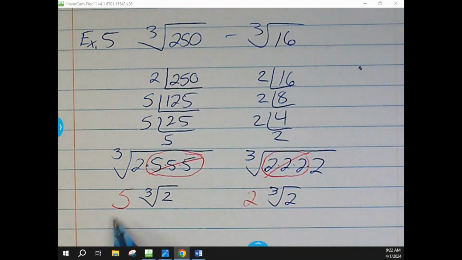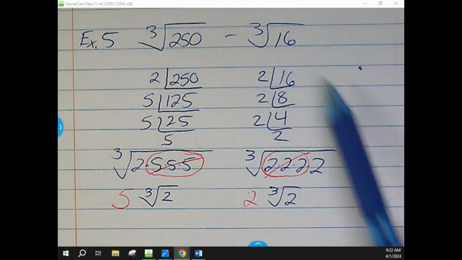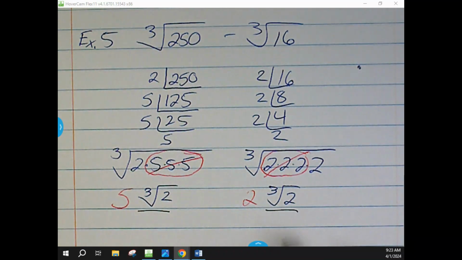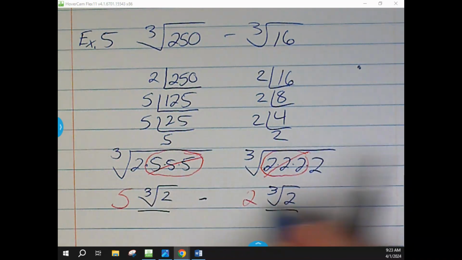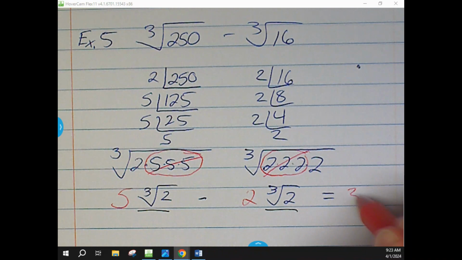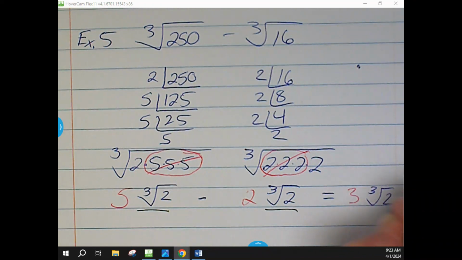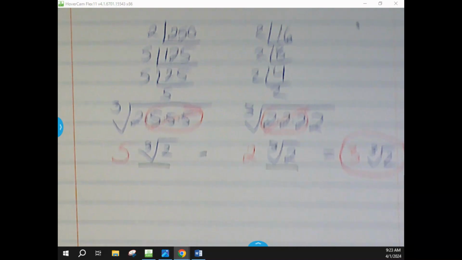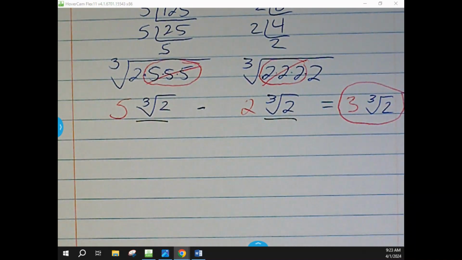So third root of 250 is 5 cube root of 2. Third root of 16 is really 2 times the third root of 2. Now that we've got that, same radicand here and here. So now we can subtract 5 minus 2. So that answer would just be 3 on the third root of 2. Okay, so adding and subtracting, that's where the work really comes in, because you've got to take those numbers, break them down till you have the same radicands. And then once you've got the same radicands, then you can do the adding and subtracting that you need to do there.